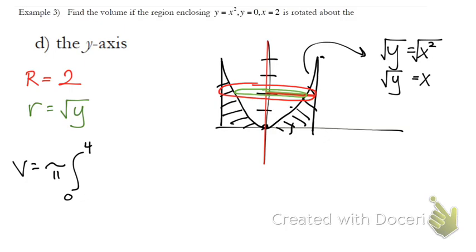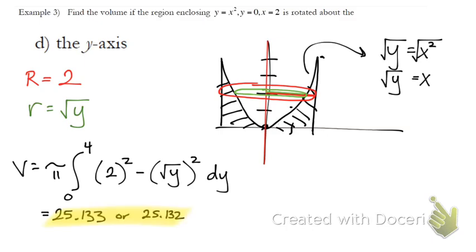And then remember that it's the outside radius squared, so 2 squared, minus the inside radius squared, so the square root of y quantity squared, dy. So my limits are in terms of y, my functions are in terms of y, and my integral is in terms of y because we are revolving around a vertical line. Go ahead and pause the video, put that in your calculator, and see what you get.